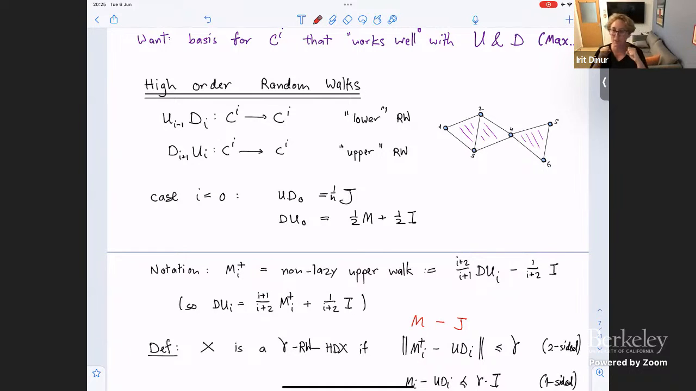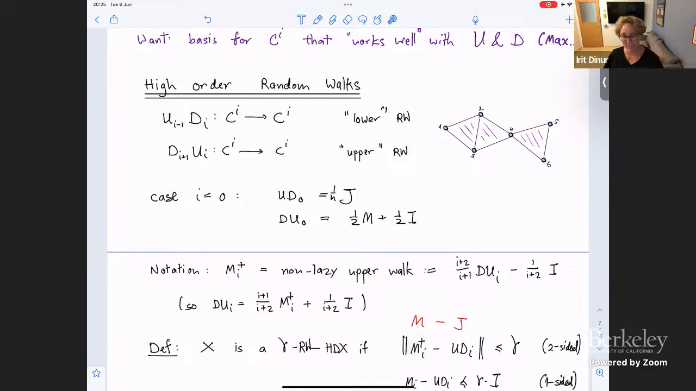well, that's not quite precise, because the lower walk doesn't have noticeable laziness, but the upper walk is kind of forced to have this laziness, right? If you walk from an edge to a triangle back to an edge, there's probability 1/3 that you'll go back to where you started. So you're always going to experience this laziness. So we're going to remove the laziness component. The plus is for upper. But anyway, this is the notation for the non-lazy.